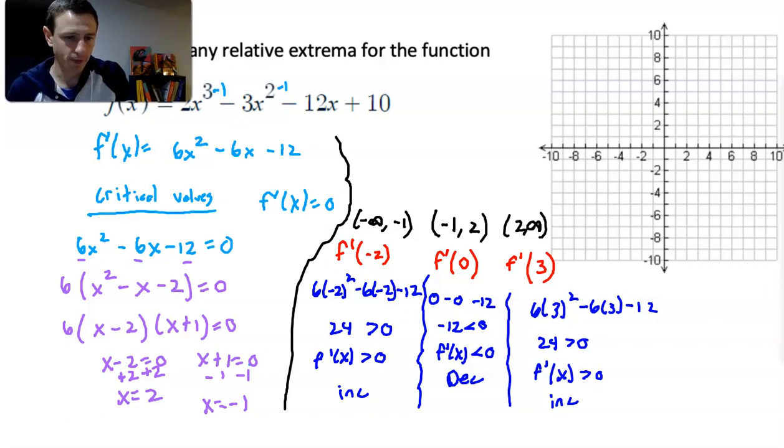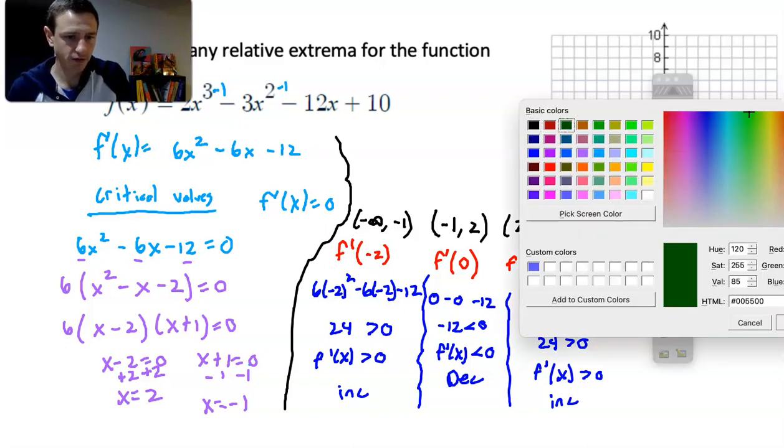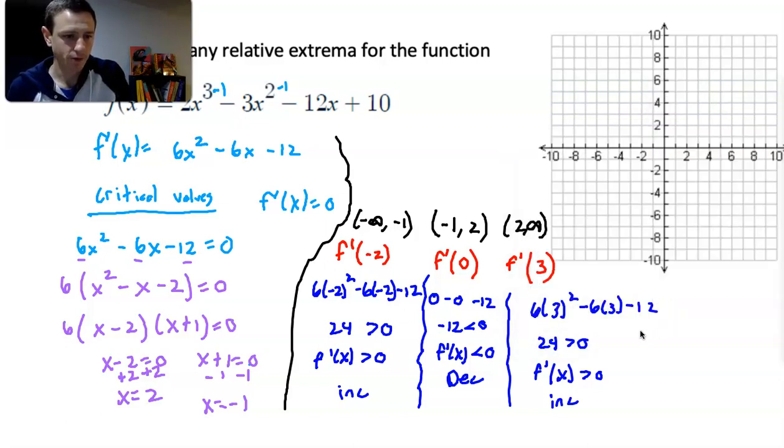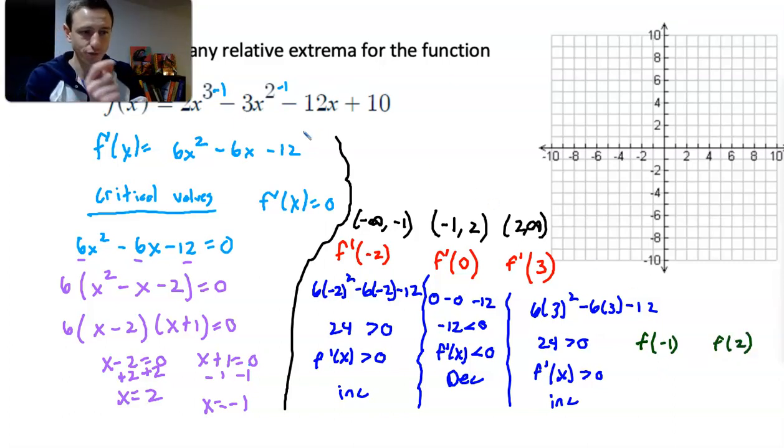So we want to get the ordered pairs that correspond to those points. So I'm going to do f of negative 1 and f of 2. I'm plugging f of negative 1 and f of 2 into the original function, so that way I get the y values that correspond to those points. So let me just do that real quick.